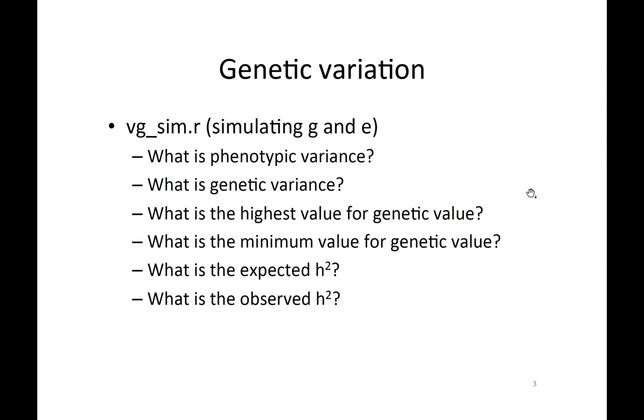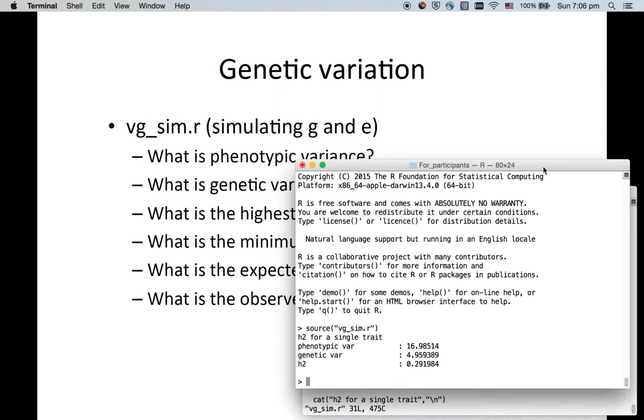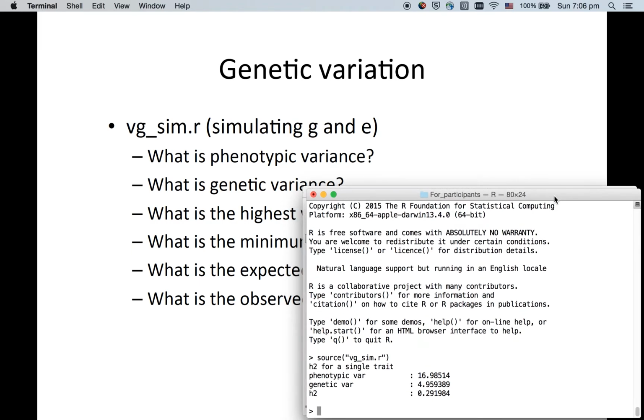So what is the phenotypic variance? The phenotypic variance is around 16.9. That's easy. Then what is the genetic variance? The genetic variance here is 4.95.